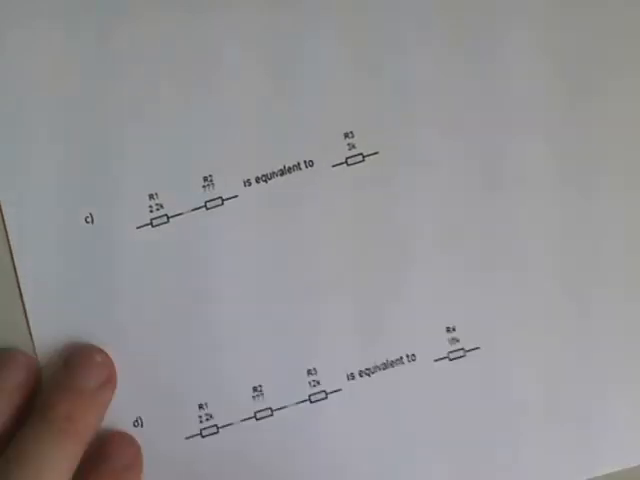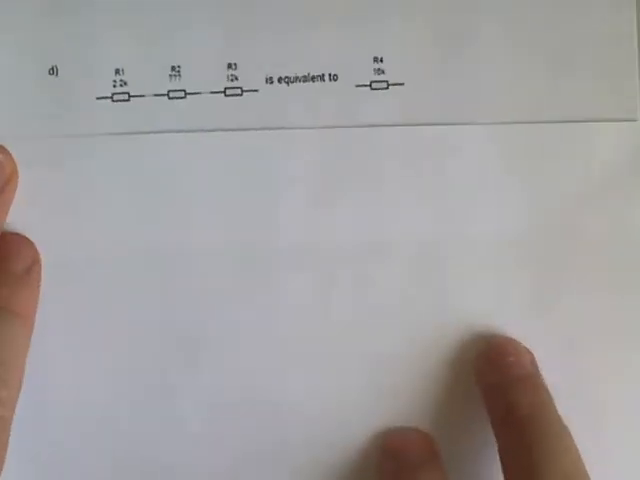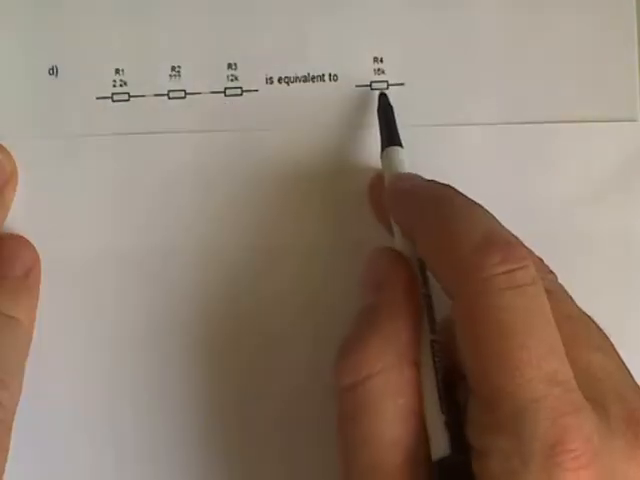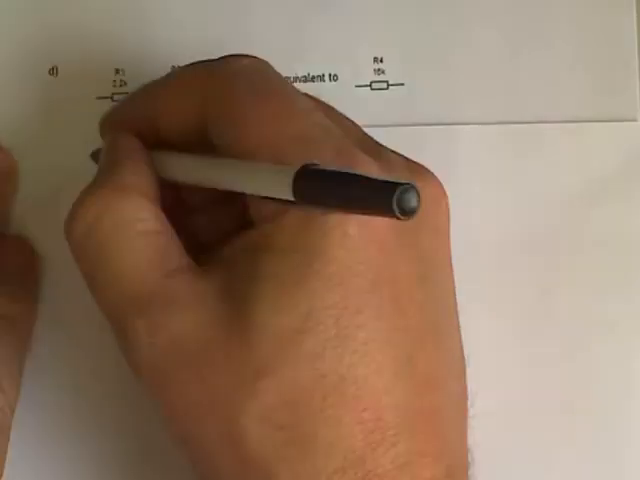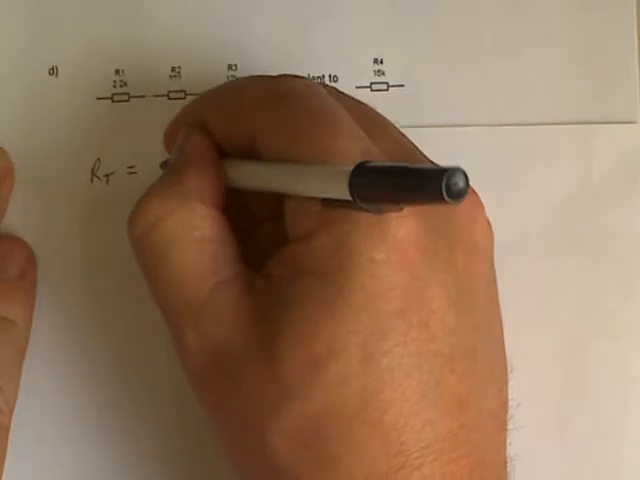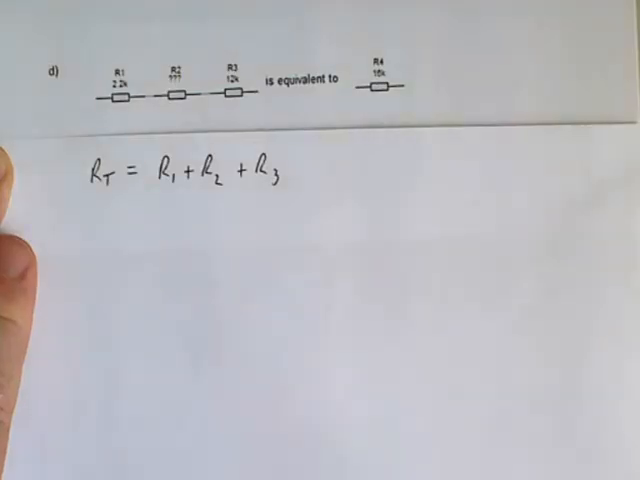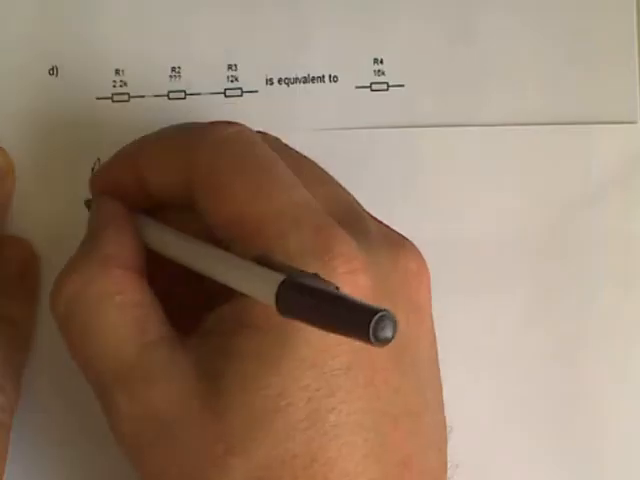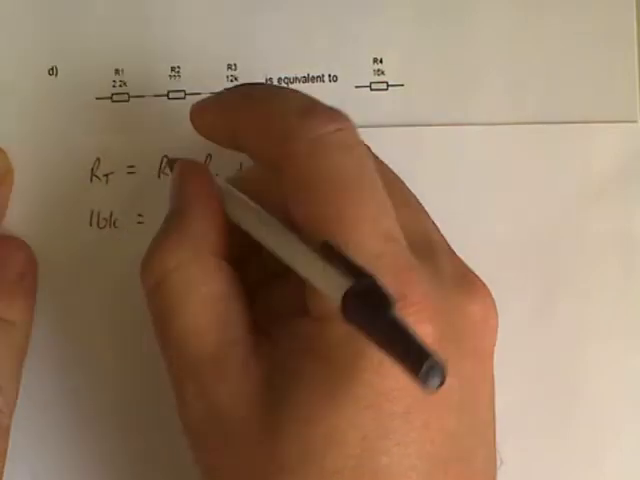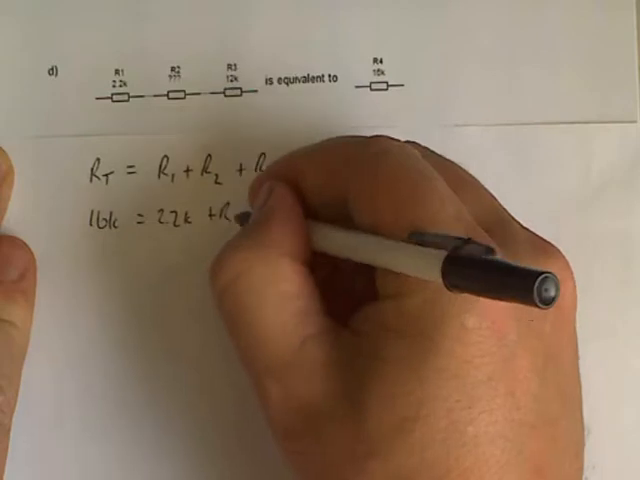Another example of those, if I have three resistors in series and equivalent to a 16k resistor, so RT is equal to R1 plus R2 plus R3 in this circuit. So we know the equivalent resistance is 16k, R1 is 2.2k plus, don't know R2, plus 12k.